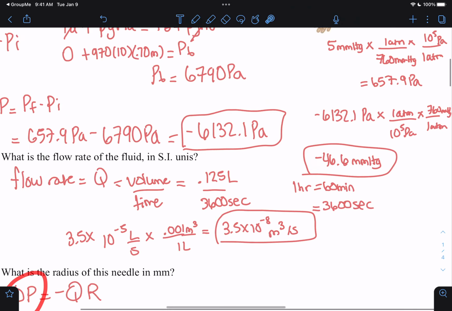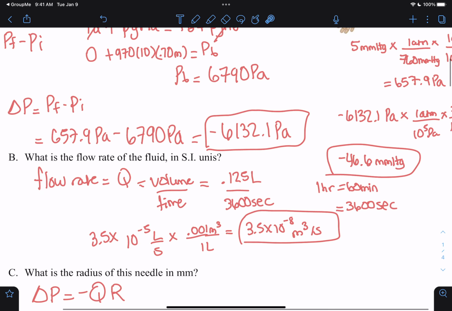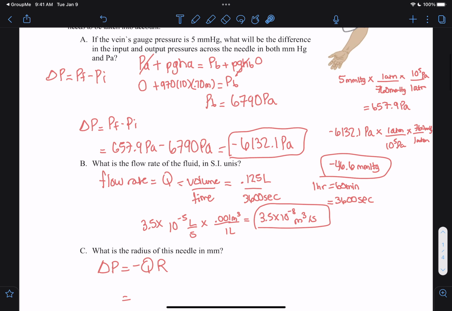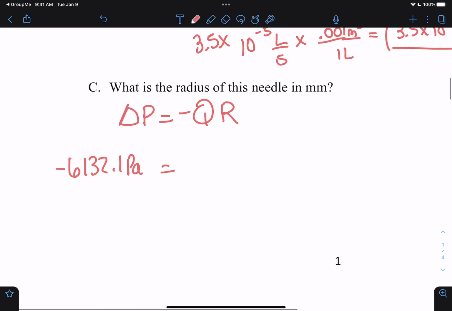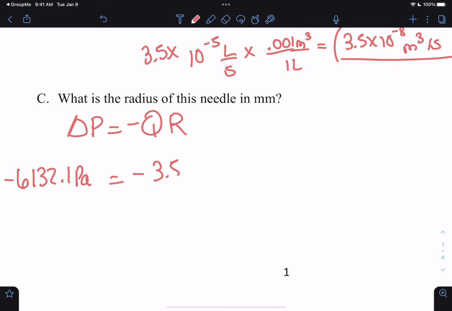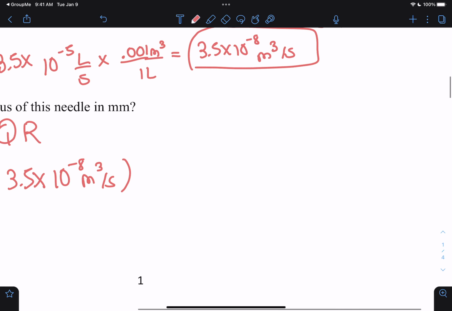And we have our pressure drop from the beginning, which was negative 6,132.1 pascals. And this negative Q here is negative 3.5 times 10 to the negative 8 meters cubed per second.